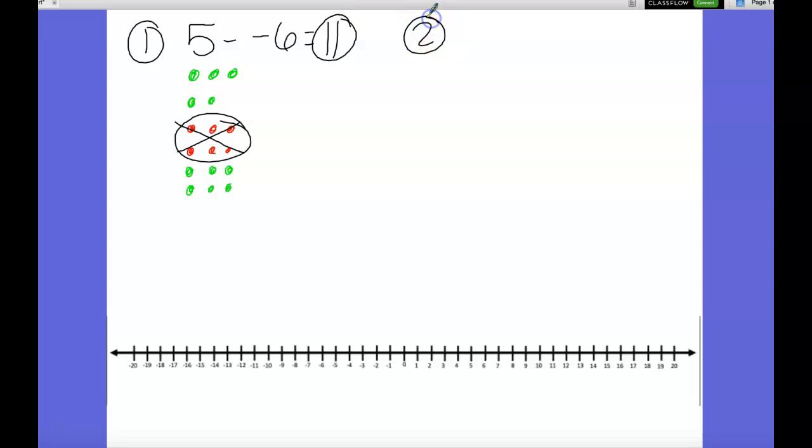Example 2. Negative 6 minus a negative 3. I'm going to draw 6 negatives. And then it says to take away 3 negatives. And I have 3 negatives to take away, therefore I take them away, and I am left with 3 negatives. Therefore, negative 6 minus a negative 3 is negative 3.